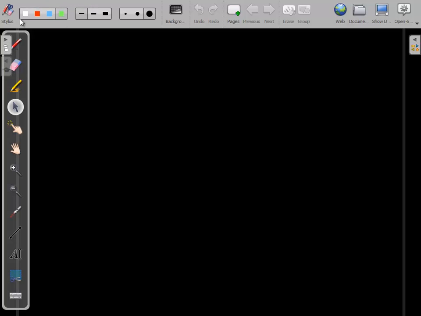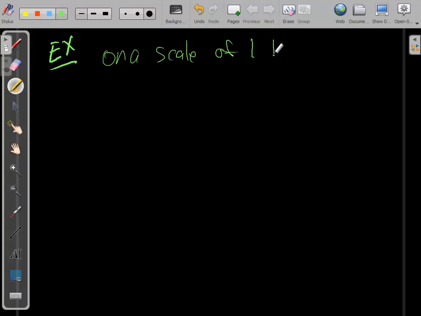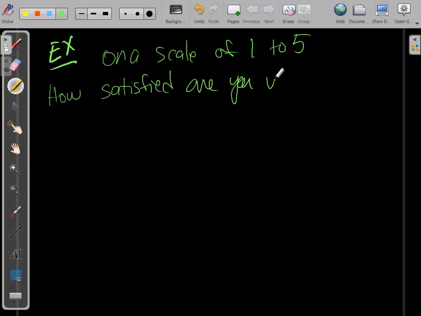Let's see an example of a frequency distribution. Example, okay. On a scale of 1 to 5, how satisfied are you with your car?